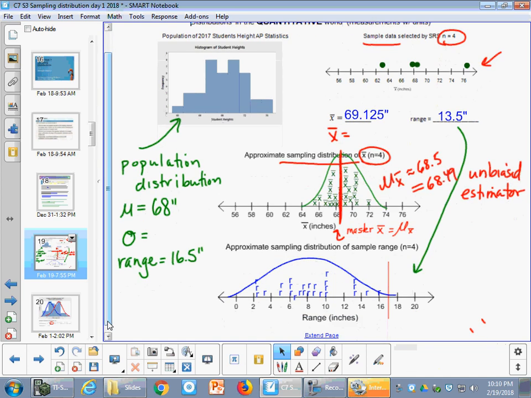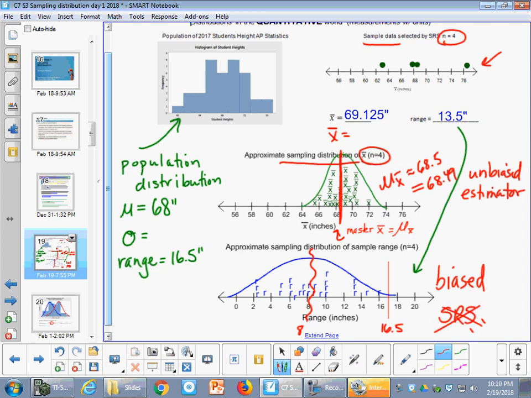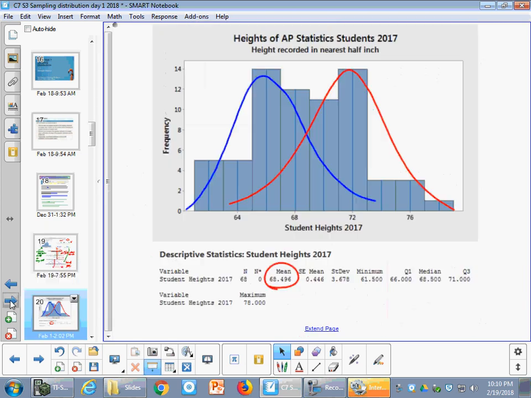And if you notice down below here at the range, the actual population's range was 16.5. Our range is more like about 8. This is a biased estimator, even though we did simple random sampling. That wasn't enough to make sure that we would have an unbiased estimator for range, and that's something we'll talk about. So it's not just simple random sampling that gets us there. We see that sampling distribution means are a good estimate of the population mean, but sampling distribution ranges do not estimate the population range very well. So that's something we just have to keep in mind, and we'll discuss a little bit later on.